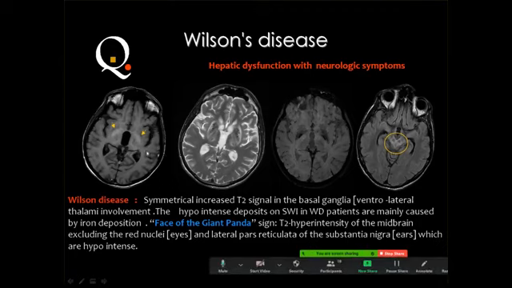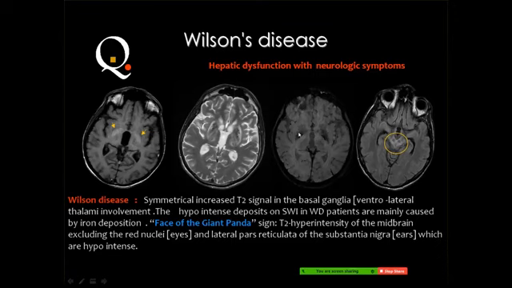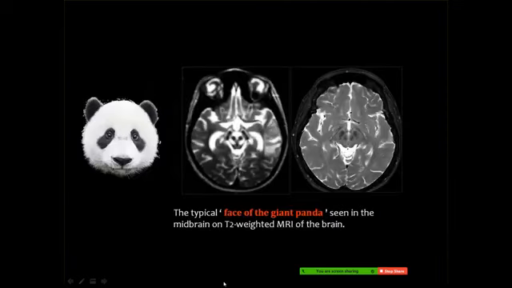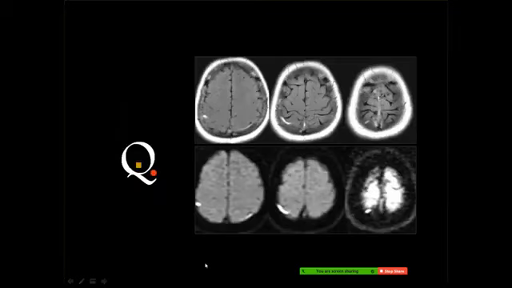And also you can see the high signal in the T1 and low signal in the T2 and susceptibility weighted image due to the presence of iron in the basal ganglia. And this is the classic appearance of the face of the panda sign seen in the midbrain due to the non-affection of the red nuclei and the substantia nigra, which is joined to the diagnosis of Wilson disease. Next case.